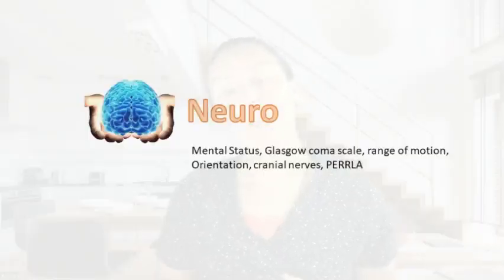So first, we're going to take a look at neuro. These are the things that you should be looking at: mental status, Glasgow Coma Scale, range of motion, orientation, cranial nerves, and PERRLA. You're going to use anything that pertains to your patient, okay? Obviously we're not going to have to assess things if a patient isn't having problems, so we don't have to go through all of the cranial nerves. It's not something we have to do, but we have to use our clinical judgment, and these are the things that we have to keep in mind when doing our assessment, where we can look a little bit further.